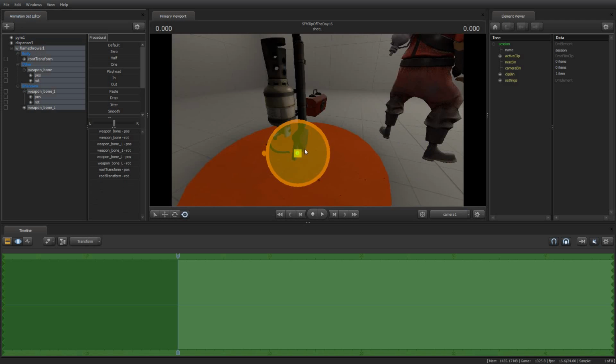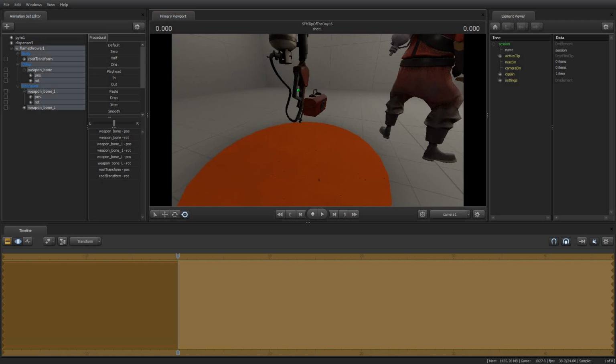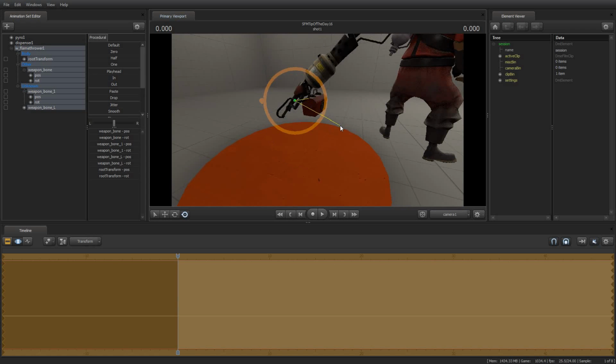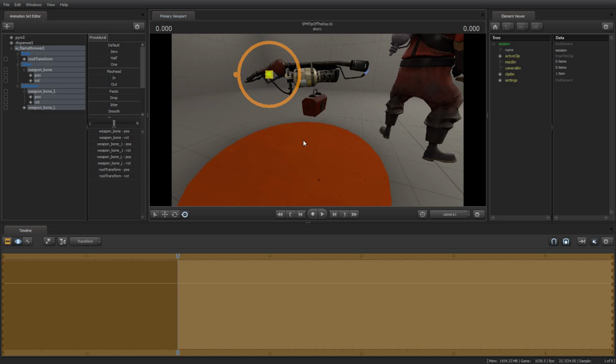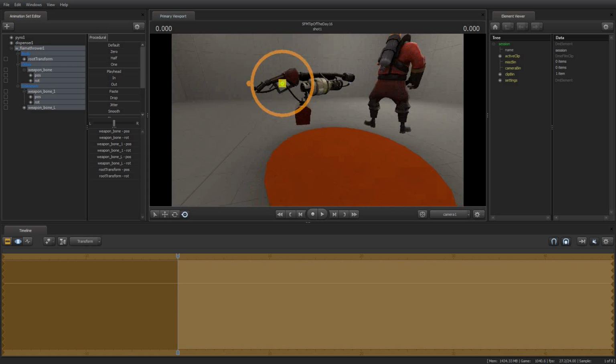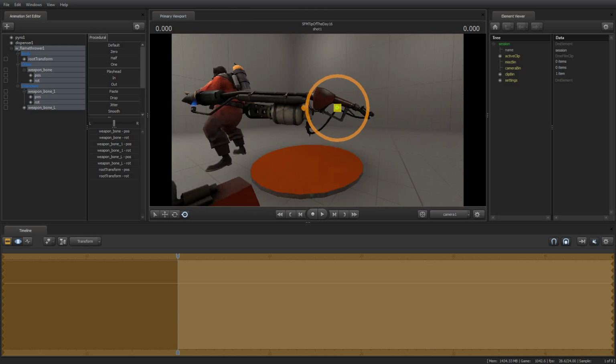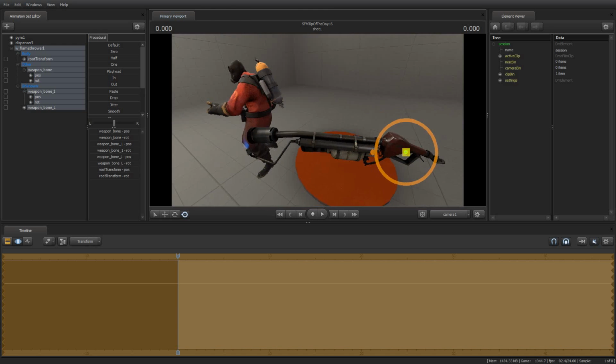I can grab it again, and I can move it, and orient it again if I want. I can move it up and around. And so it didn't affect the model at all, unlike using the zero preset on some of these others, which causes the model to collapse into a little tiny ball of entities. This one didn't do it.